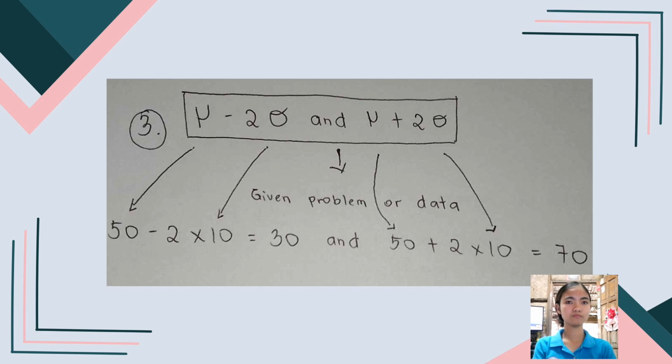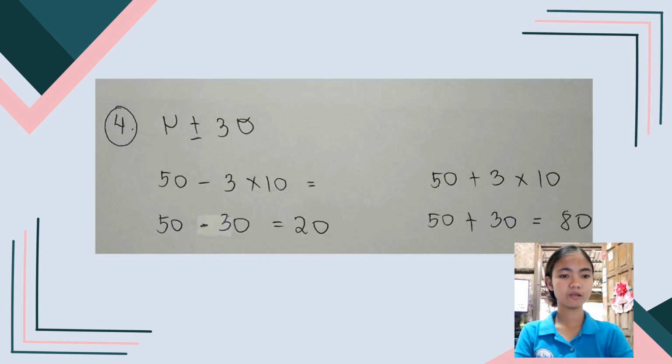So the empirical rule for a normal distribution states that 68% of the data falls between 40 and 60, and about 95% of the data falls between 30 and 70.